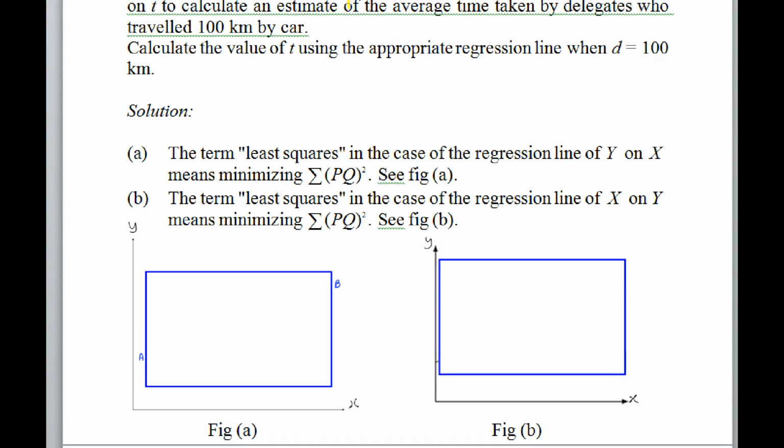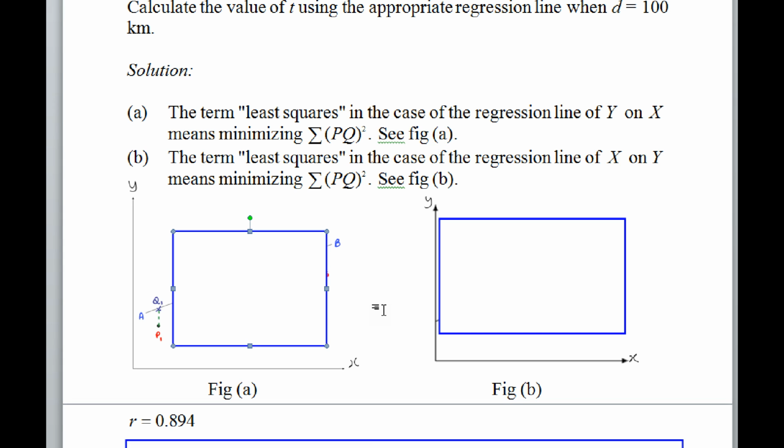Now, if this is Y, this is X, the term least squares, when you try to find the regression of Y on X, you are trying to minimize which distance? Vertical distance or horizontal distance? Vertical distance. So you are to use the diagram to tell me that for each data point P, you are trying to minimize the summation of PQ squared. That means this is P1, Q1, this distance. P2, Q2, this distance, and you square them and sum them all up. This is the distance that you want to minimize.